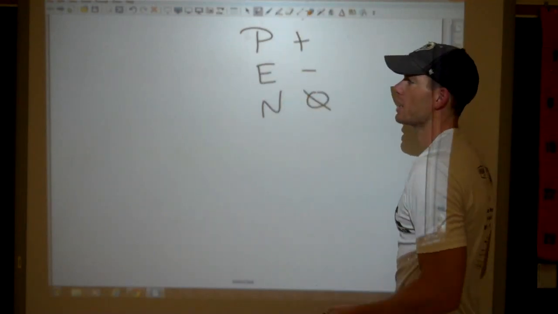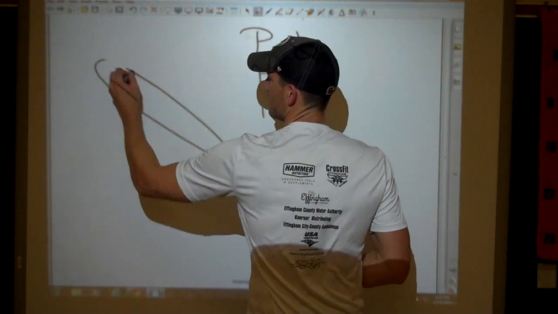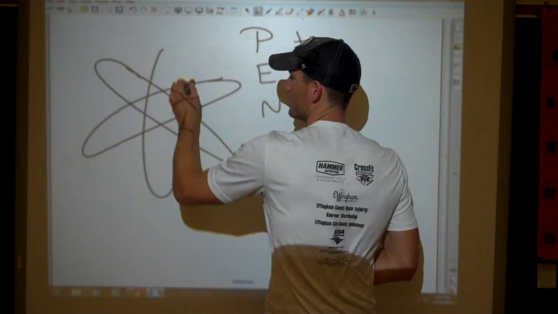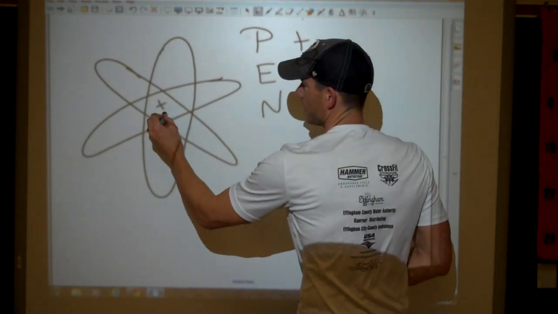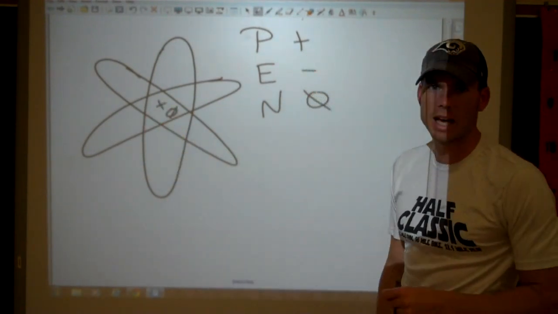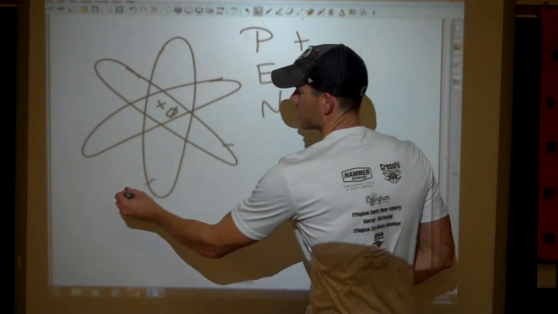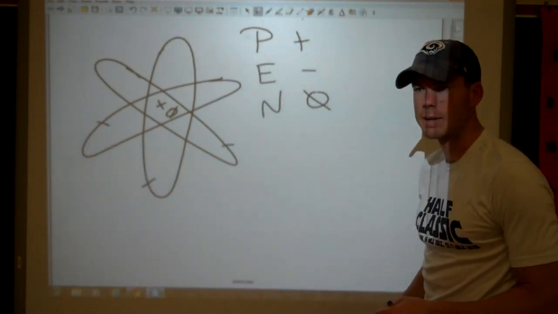And we were talking about drawing an atom, and we said this is the kind of common shape for an atom. And we say that the protons and the neutrons are located in the center of the atom called the nucleus, and then the electrons are located around the outside.